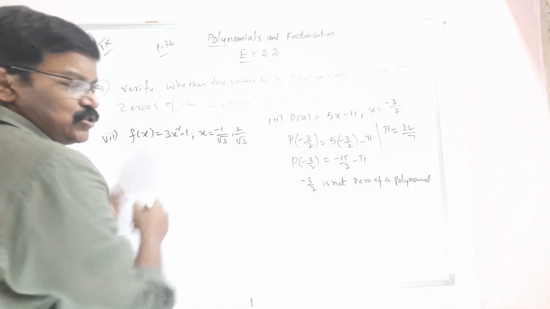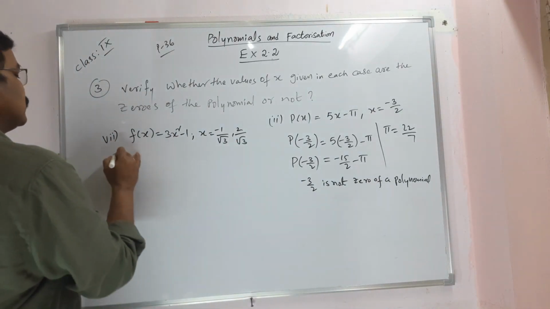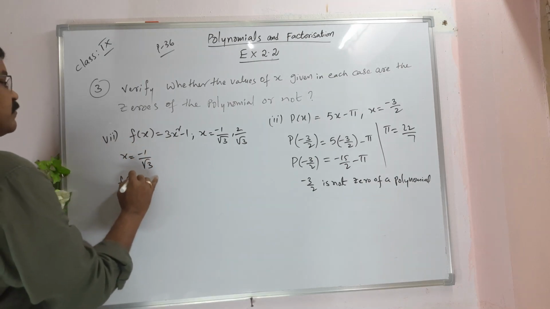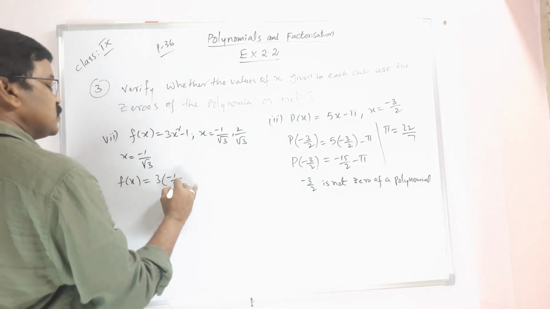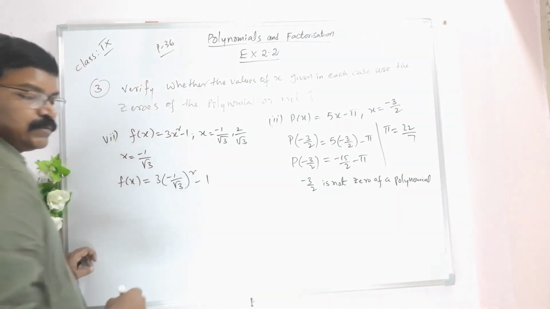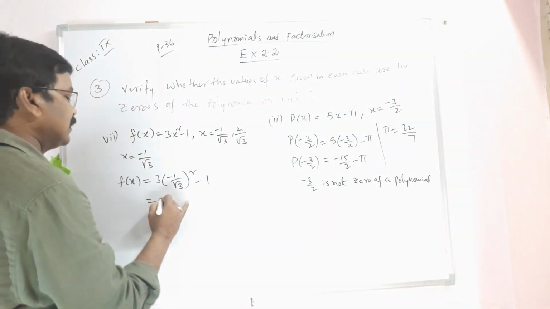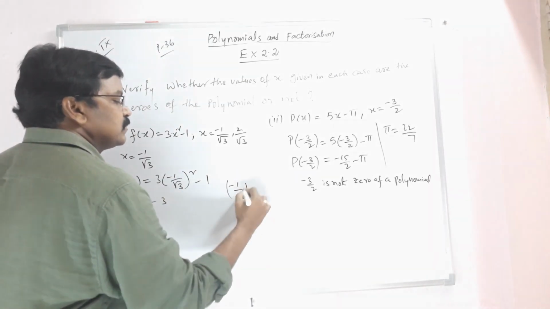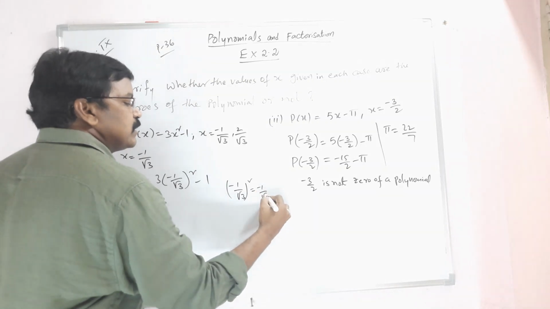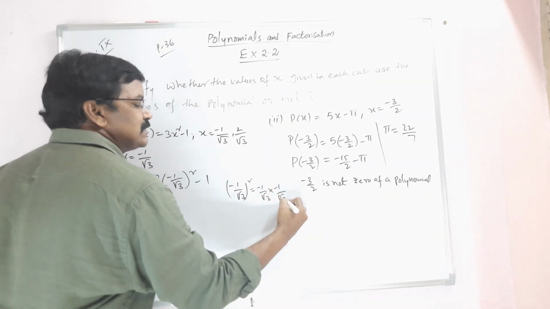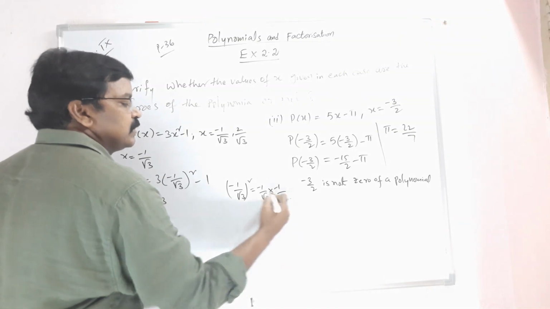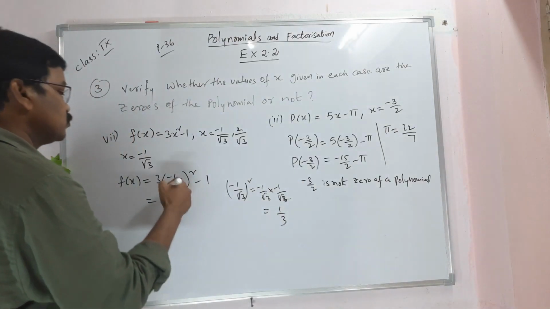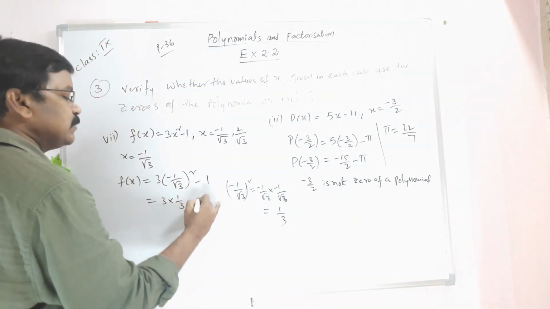That means we have to substitute like in the previous sums. So take x is equal to minus 1 by root 3 first. So f of x is equal to 3 times minus 1 by root 3 whole square minus 1. Look, students, this minus 1 by root 3 whole square: minus into minus is plus 1, root 3 into root 3 is 3. So this value is 1 by 3, minus 1.